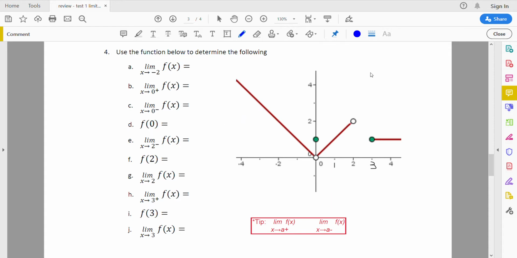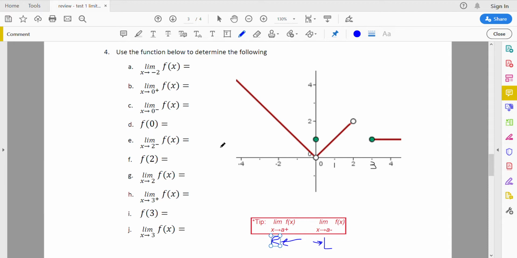Hi everyone, this is just a quick video to help you with some limit questions. Before we start, just a note about notation. When you see a plus, a positive exponent, it means we're approaching our graph from the positive side, so we're looking from the right-hand side, coming in towards it from the right. And if you say a minus, that means we're coming in from the negative values, so from the left. So we're approaching that way.